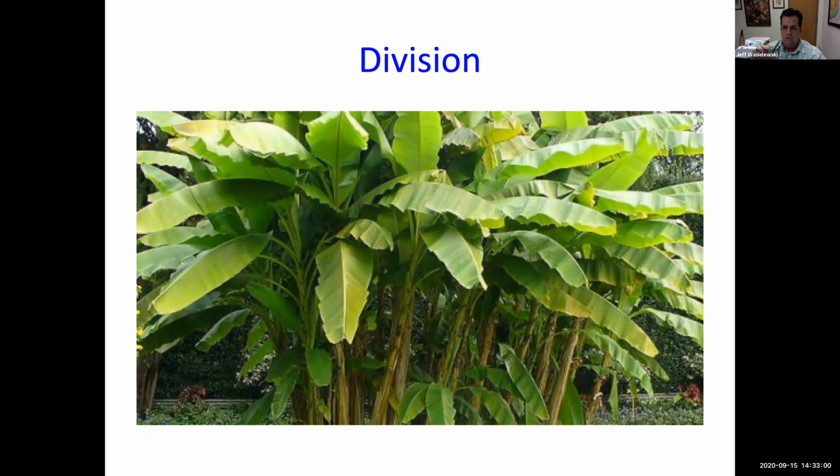So if you want to grow a particular type of banana, if you have a friend that has a banana that you really like, you can get a pup of that, a young banana that's growing next to it. And when it's about a third of the size of the parent, or a quarter, you can divide it. So you chop it down below, you take as many of the roots as you can, and you can move it to where you're going to grow it. You can put it right in the ground. You don't have to grow it in a container because they're pretty big.